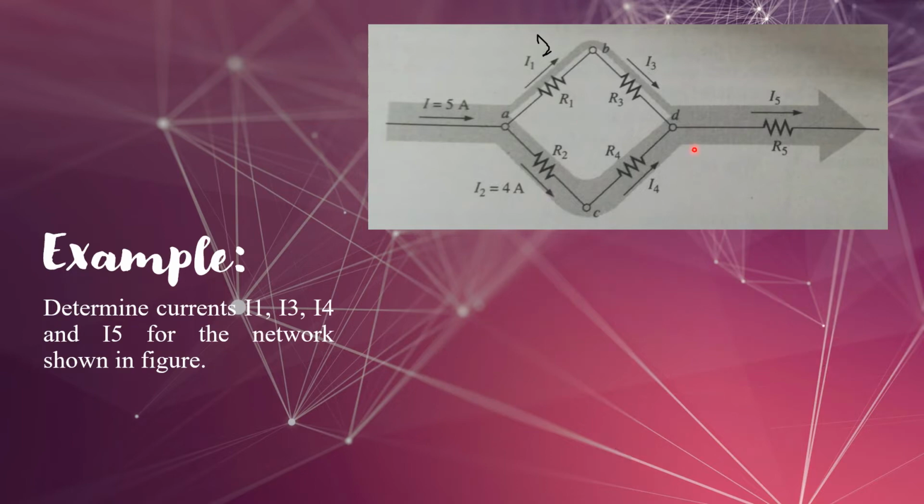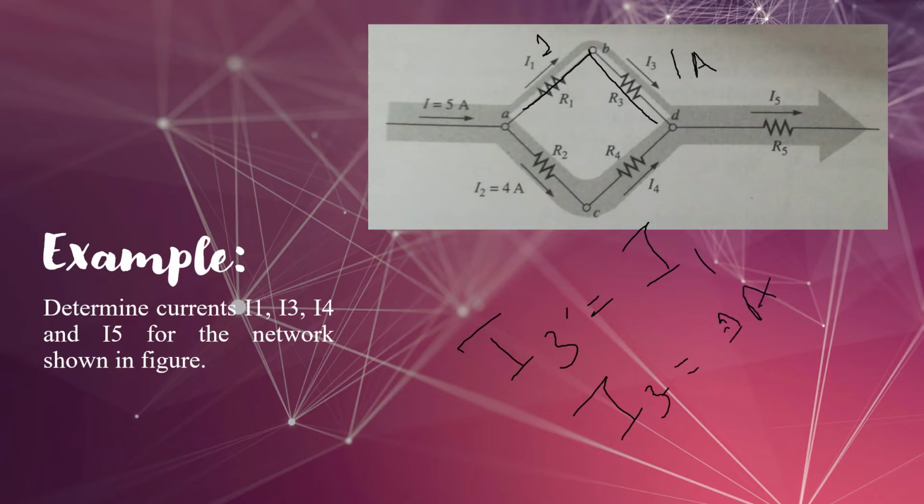Now we have to find the value of I3. So apply KCL to node B. You will see that the current entering the node is I1 and the current leaving the node is I3. So I3 is equal to I1 because I1 is entering the node and I3 is leaving the node. So the value of I3 is also equal to 1 ampere.